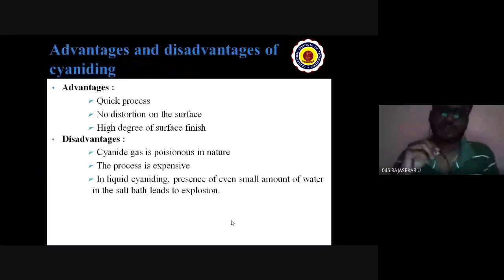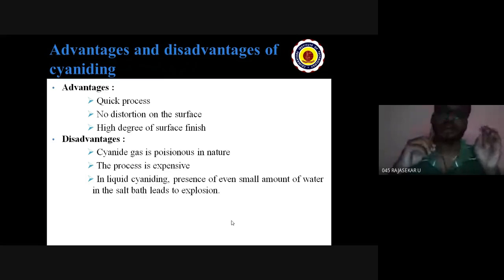Then the advantages and disadvantages of cyaniding. Cyaniding is a quick process with no distortion on the surface. At high temperature, a high degree of surface finish is achieved. The disadvantage is that, as we all know, cyanide gas is very poisonous in nature. The process is expensive because it should be carried out with utmost care. Leakage of gases is hazardous and a threat to human health.